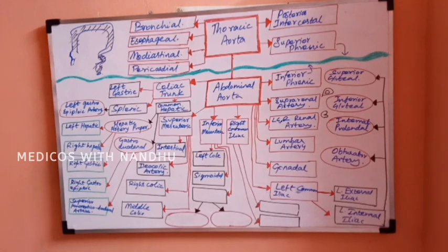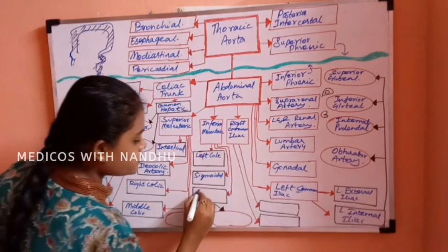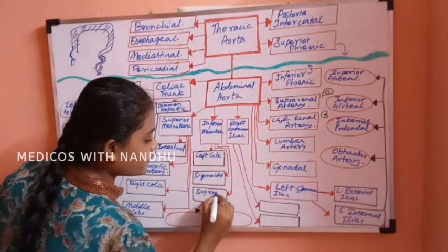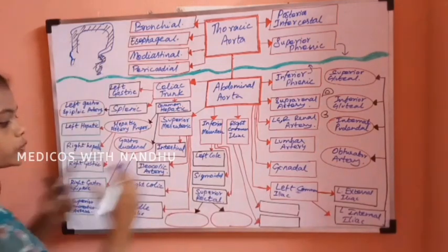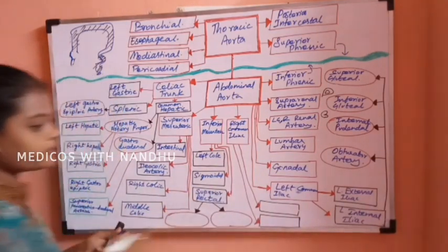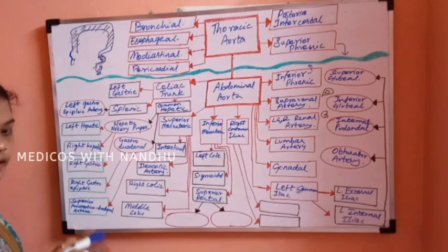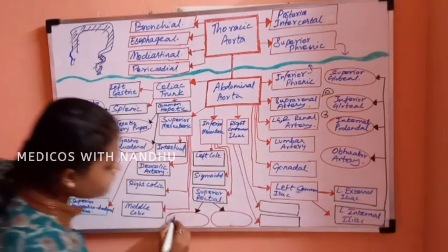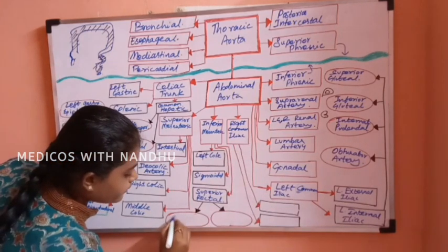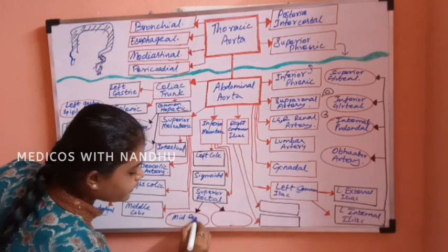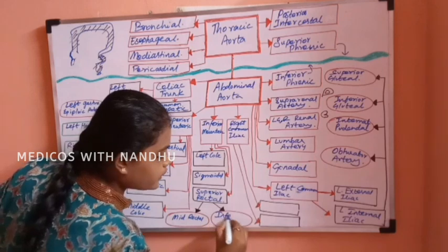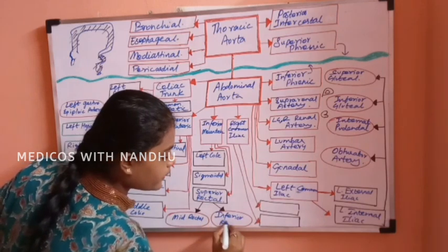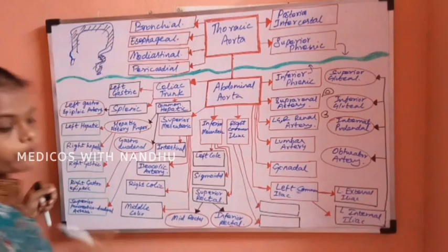The artery that supplies the rectum is called what? It is called the superior rectal artery. What does this superior rectal artery do? It further divides into two and supplies the middle rectal artery and the inferior rectal artery. This is about it.